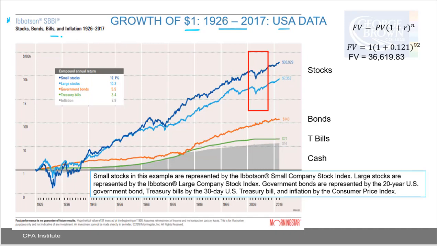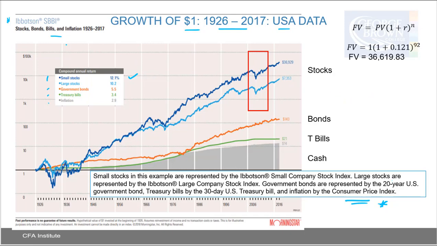This is something that's published year after year, and it gives information on asset class returns, in particular stocks, government bonds, treasury bills, and inflation. So small stocks in this example are represented by the Ibbotson Small Company Stock Index. Large stocks are represented by the Ibbotson Large Company Stock Index. If you want more information, you can Google search. Government bonds are represented by the 20-year U.S. government bond, treasury bills by the 30-day U.S. T-bill, and inflation by the Consumer Price Index, which is something that we looked at in the chapters on economics, okay?